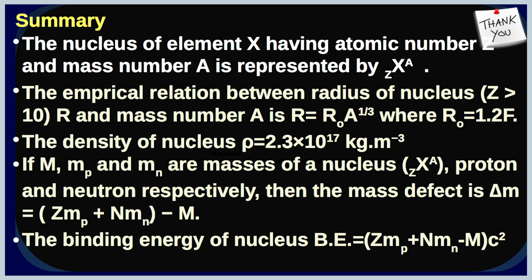And if capital M is the experimental mass of the nucleus, and Mp and Mn are the masses of protons and neutrons respectively, then we can calculate the mass defect as the total mass of the nucleons minus the experimental mass, and the binding energy can be calculated as the mass defect multiplied by c square. And the average binding energy per nucleon is maximum for iron, it is 8.8 mega electron volt.